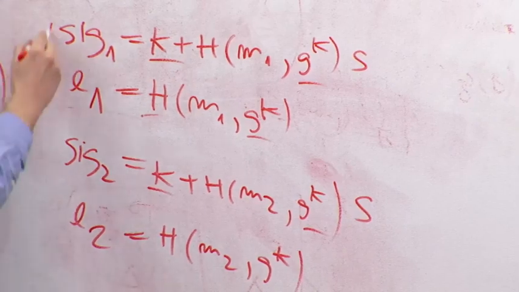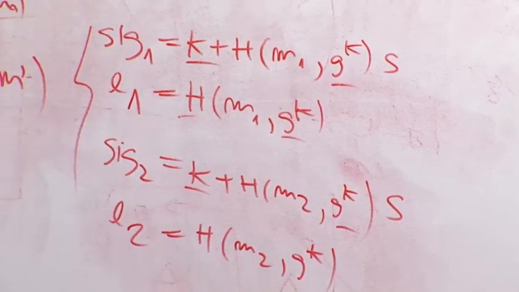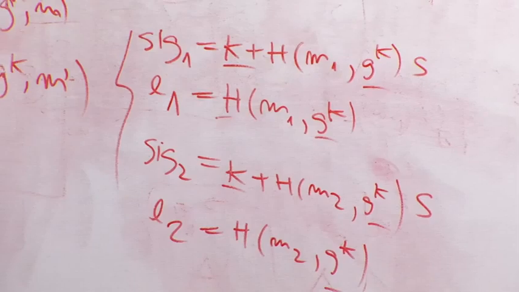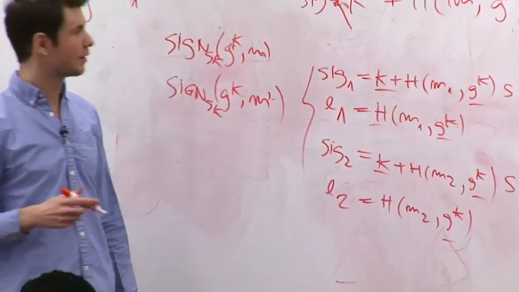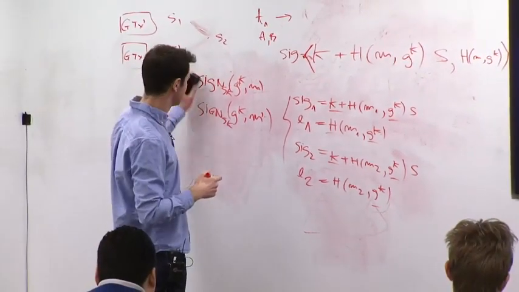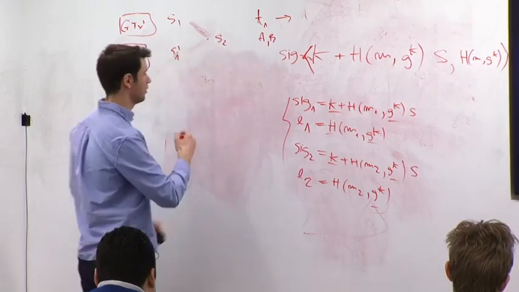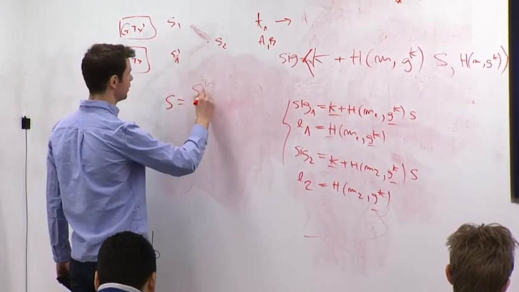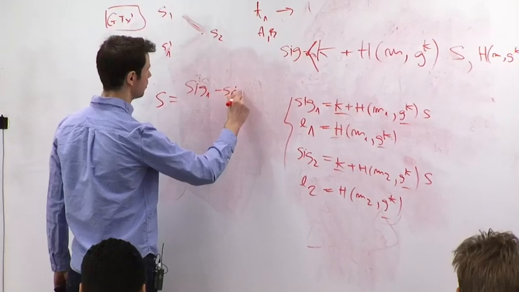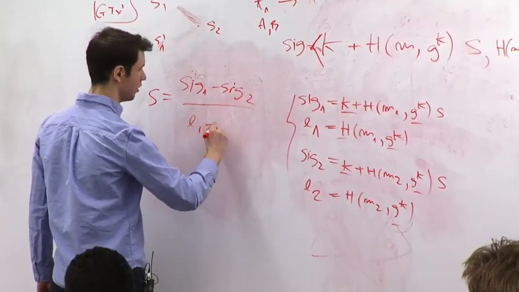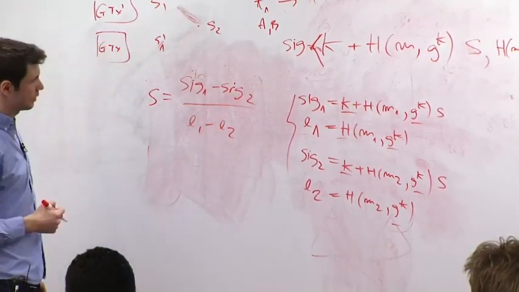So now how can I extract the secret key? Does anybody see a solution to this? Raul. It's now just a system of two equations and two variables where K and S are the unknown variables. So I think what Raul is saying is that S is just Sig1 minus Sig2 divided by E1 minus E2. Is that right? Yeah, I think so.